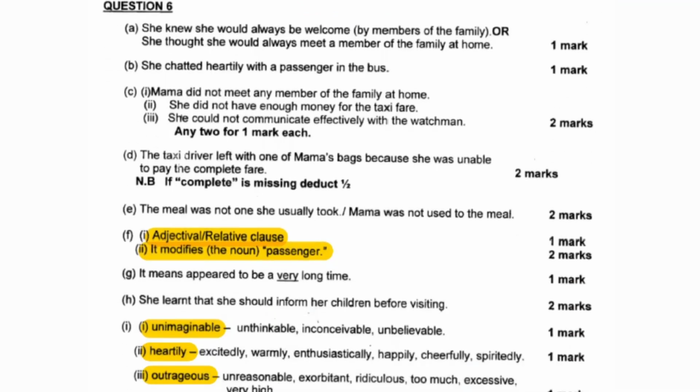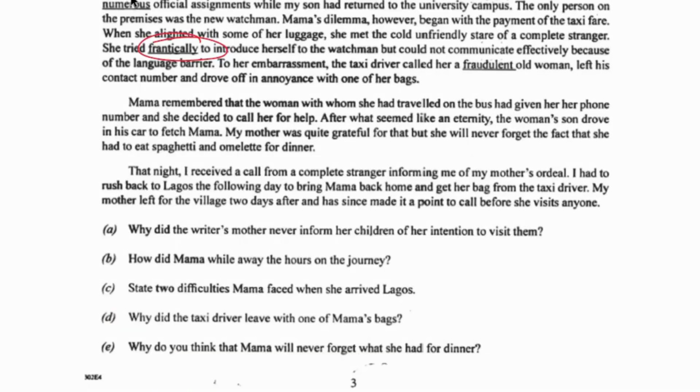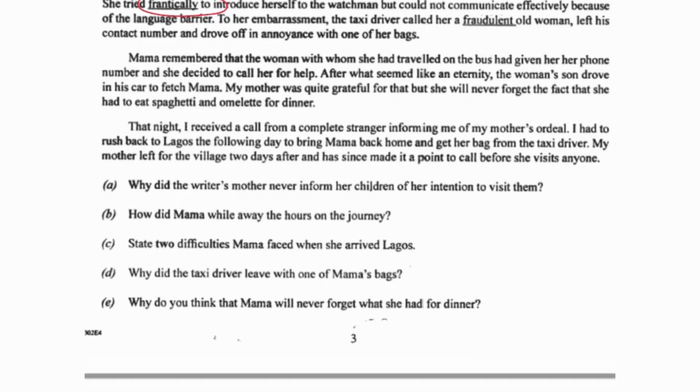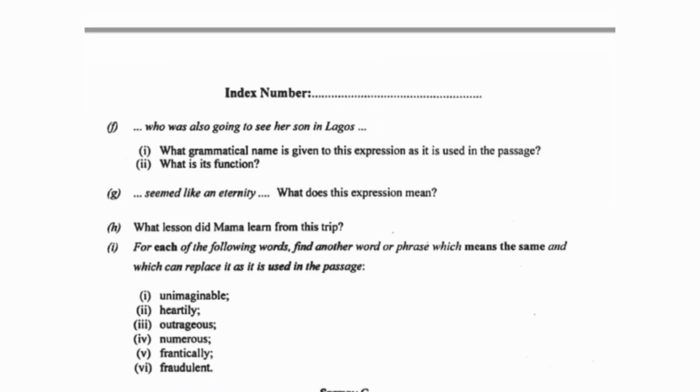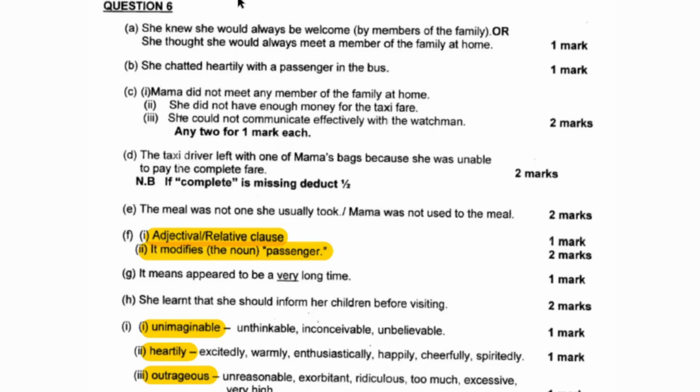Okay, like here there was a question in question F. That will be the next page. Who was also going to see her son in Lagos? So what grammatical name is given to this expression as used in the passage, and what is its function? So here you can see that we are being told it is an adjectival or a relative clause, and it modifies the noun passenger. So you need to know this.